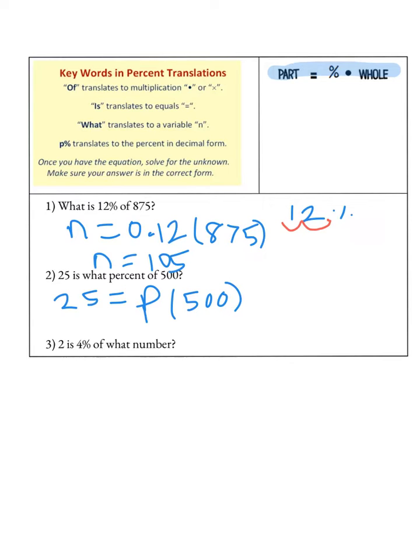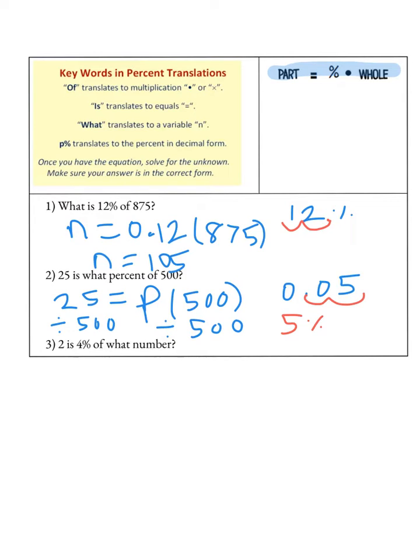Now think back to when we worked on one-step equations. In order to get the variable by itself, I have to do the opposite operation. So this says P times 500. So the opposite of multiplying would be to divide by 500. So 25 divided by 500 is going to give us 0.05. Now remember we want our answer to be a percent. So right now when we divided, our answer was a decimal. So to go from a decimal to a percent, I'm going to move the decimal place 2 places to the right. And that would mean our answer is 5%.